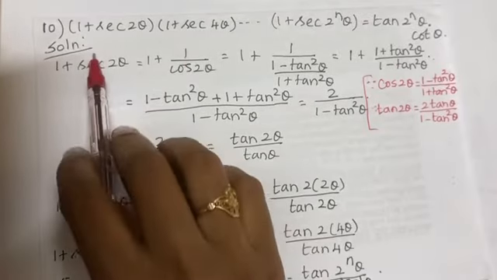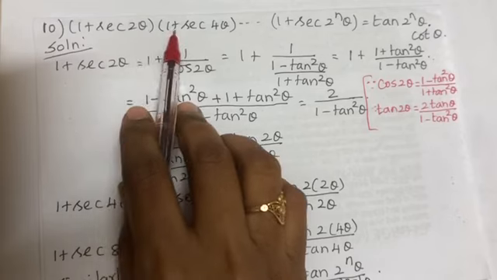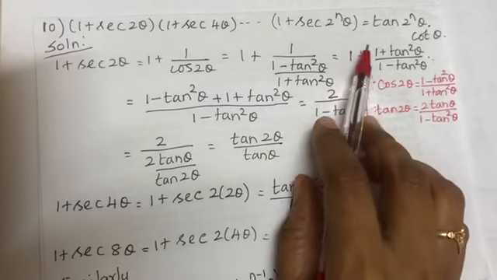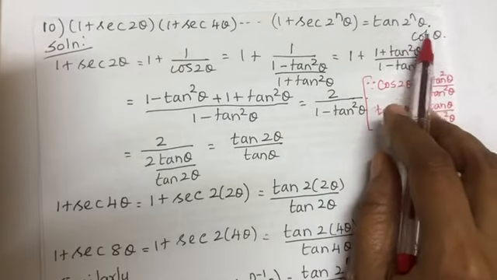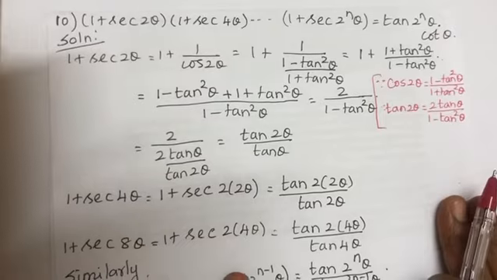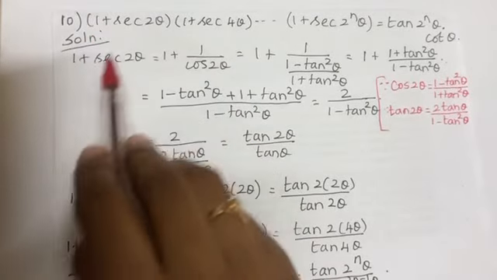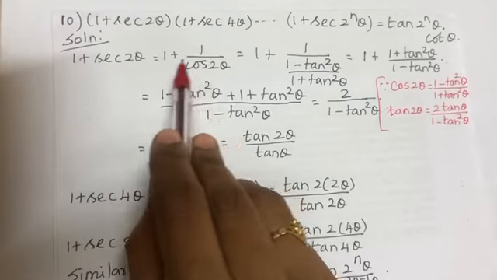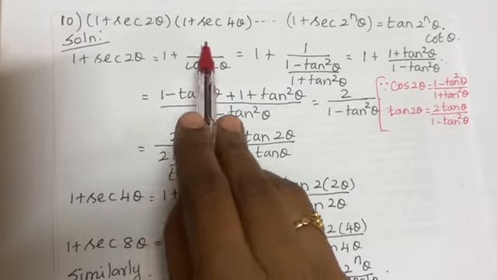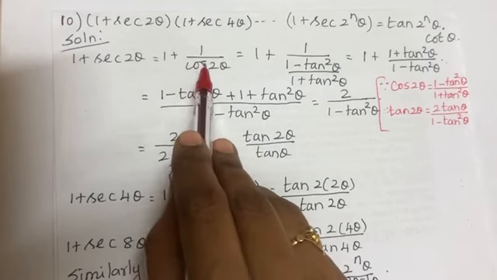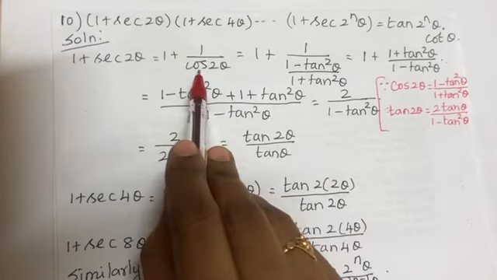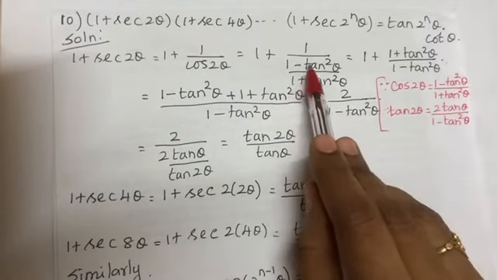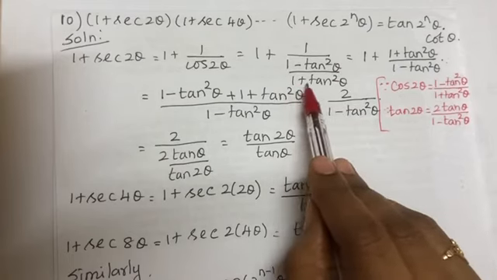10th one, prove that (1 plus secant 2 theta) into (1 plus secant 4 theta) and so on, up to (1 plus secant 2 power n theta), is equal to tan 2 power n theta into cot theta. So, first let us take 1 plus secant 2 theta. Well, that is 1 plus 1 by cos 2 theta, since secant is 1 by cos. Here, I use another identity, the double angle identity, that is 1 plus 1 divided by (1 minus tan square theta) divided by (1 plus tan square theta).